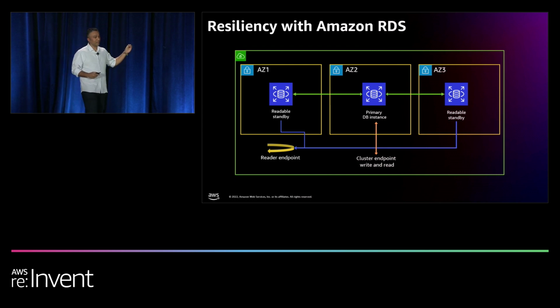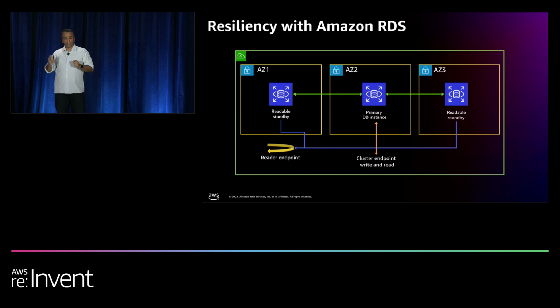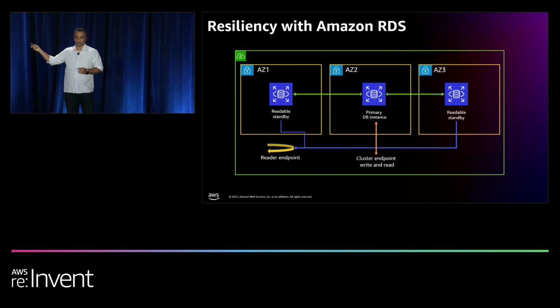With your single instance multi-AZ, you can't have a read standby. It is just a standby that's waiting to take over if the primary fails. All your reads and writes are through the primary. But with a cluster deployment, you can actually decrease your vulnerability to single points of AZ failure, but you can also increase read bandwidth, read throughput.